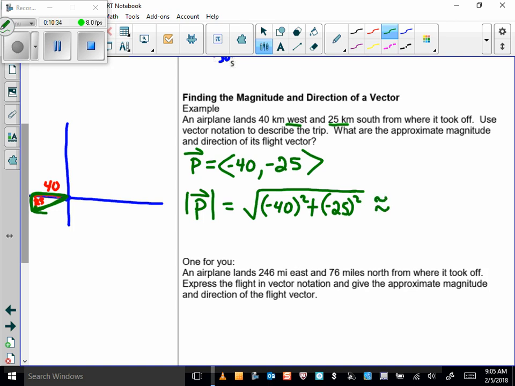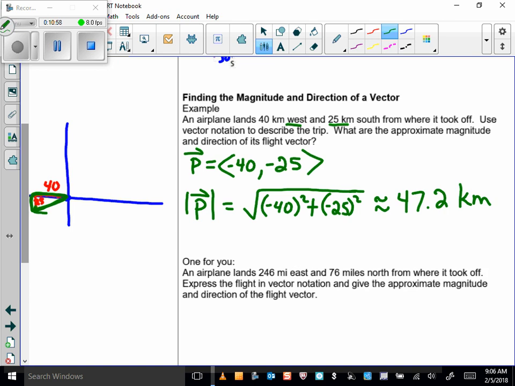And when we type that into our calculator, it doesn't tell us what to round to, so let's just round to the nearest tenth. That's going to be about 47.2 kilometers. That's the magnitude of our vector that is representing that airplane flight. And that is describing his distance, not his speed.